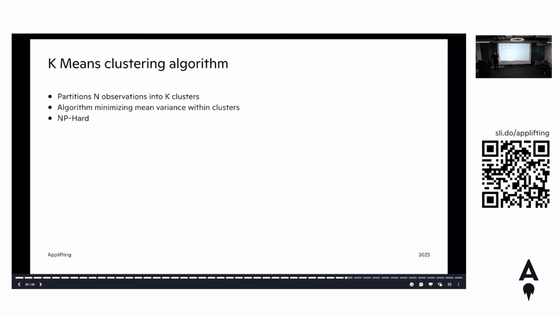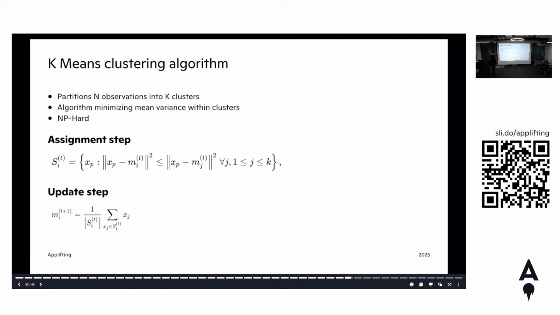What it really does is minimize the mean variance within clusters, and it's NP-hard. What that means is that there's no ideal solution that can be computed in finite time, and everything is just an approximation. So that also means that every word cloud, even with the same words, will be a little bit different. Basically, it's done in two steps. One is the assignment step. It looks like this, and then you do the update step. It looks like this.